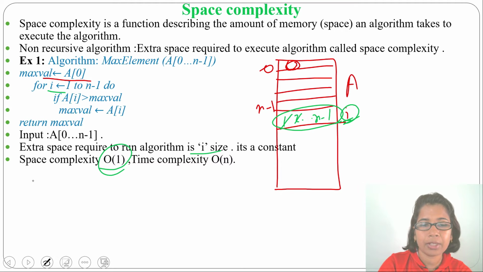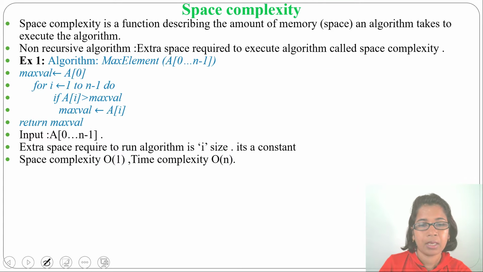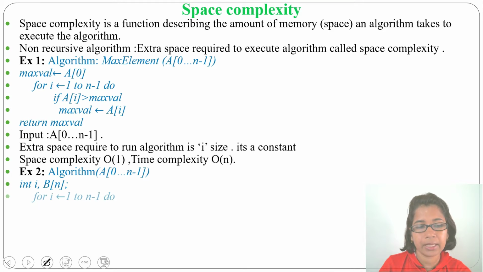But for this algorithm, time complexity is big O of n while space complexity is big O of 1. We just need one extra space for variable I. Let's discuss another example. One array is given as input and we are taking two variables. One is I, another is B of n. B of n is a array of size n. Then for I 1 to n minus 1, B of I will be A of I. Means we are transferring data of array A to array B. Then we will return array B.